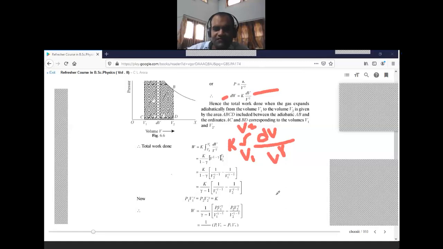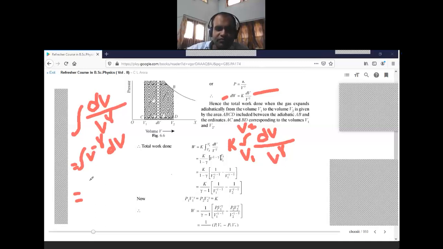Should I show this integration or do you understand this? Let me just integrate dV over V to the power gamma. You can write this as the integration of V to the power minus gamma dV. If you integrate this, it will be what?